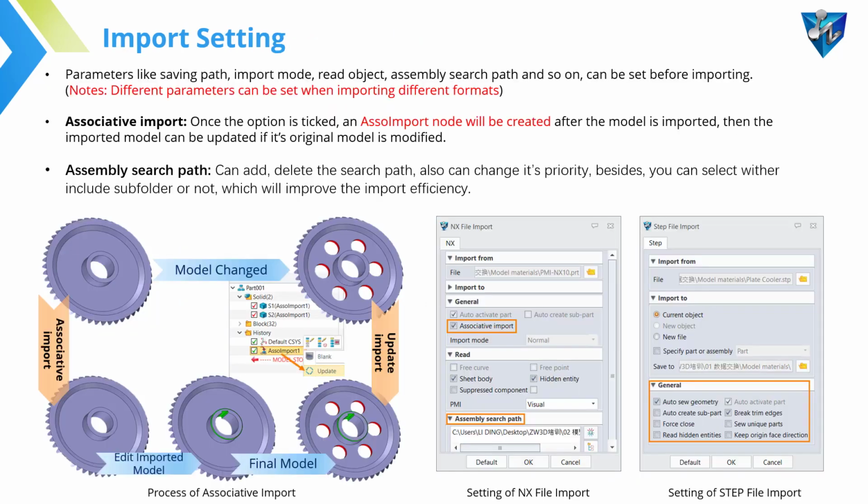Okay, the third subtopic, settings. Usually, we use the default settings. However, when you need to set, ZW3D also allows you to do the setting with the normal import function. Attention please, for different formats, the parameters we can set are also different, as shown in the right 2 pictures below. There are the NX and STEP setting interfaces. As you can see, they are different.